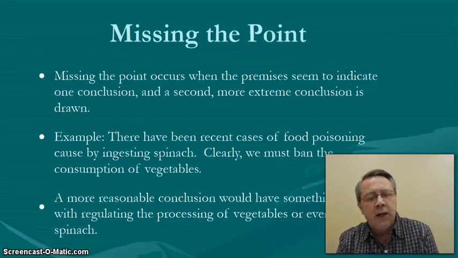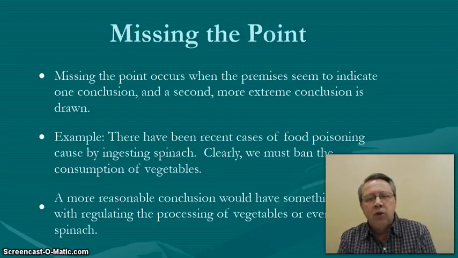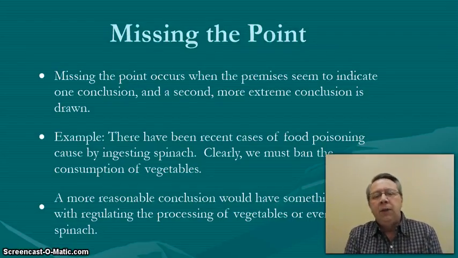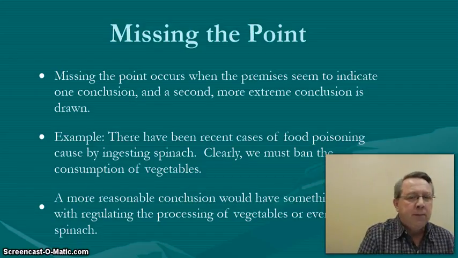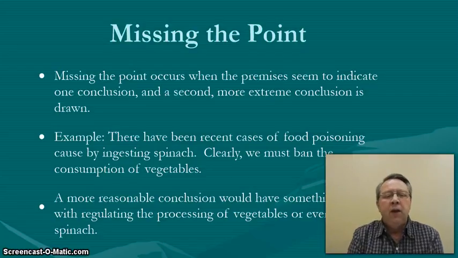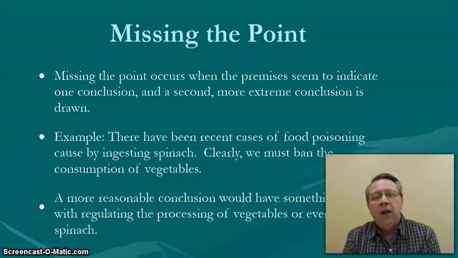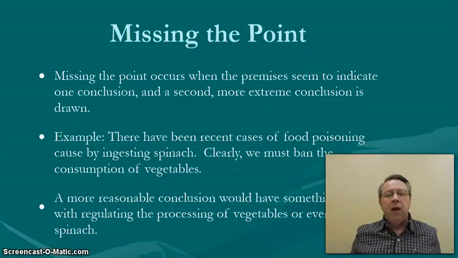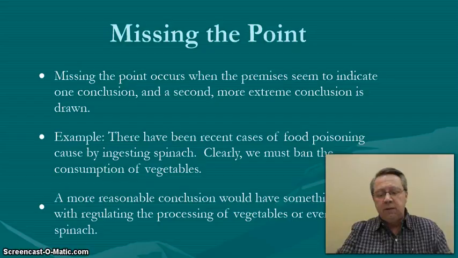The next one, which is closely related, is called missing the point, and occurs when the premise seems to indicate one conclusion and a second, more extreme conclusion is drawn. There have been recent cases of food poisoning caused by ingesting spinach. Clearly, we must ban the consumption of vegetables. Now, I'm not opposed to that because I don't like vegetables, but you get the idea of why it's missing the point. A more reasonable conclusion would have something to do with regulating the processing of vegetables or even just the processing of spinach. Okay, so we have a premise and then we have a second one that's much more extreme. Okay, it's been known to cause food poisoning, therefore let's just ban vegetables altogether.